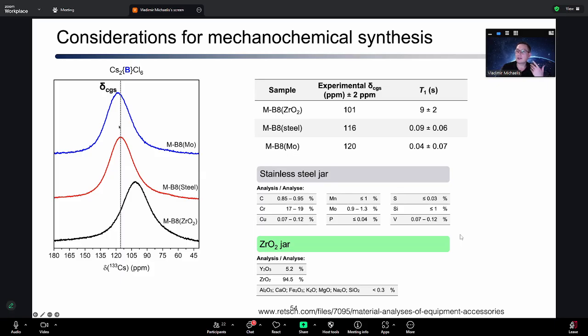So I think you just have to be cognizant that if you have to go for very long times, you could be introducing other impurities into your system that you're not aware of normally. Okay.